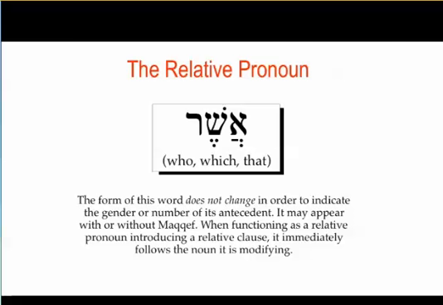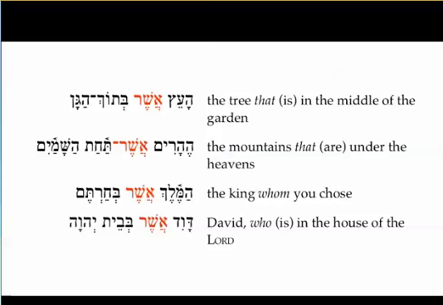And when it functions as a relative pronoun, it will introduce a relative clause. And the relative pronoun that introduces a relative clause will modify normally another noun. And it will immediately follow the noun that it modifies. On your screen, you will see 4 examples of relative clauses that follow nouns. Let's look at our first example together.